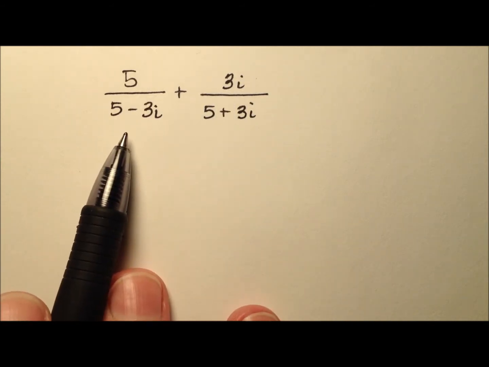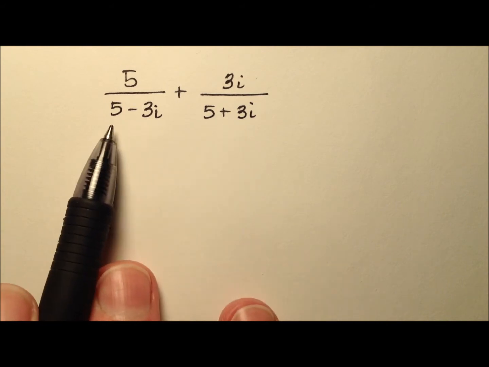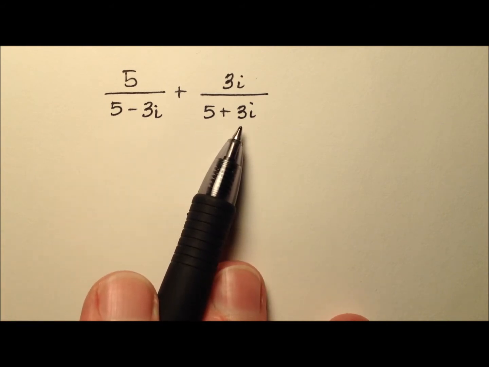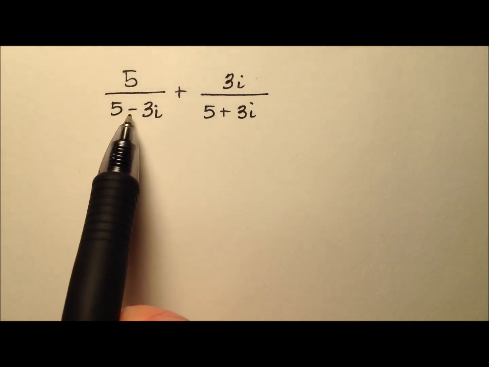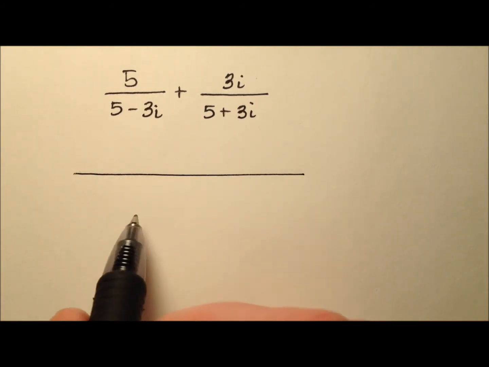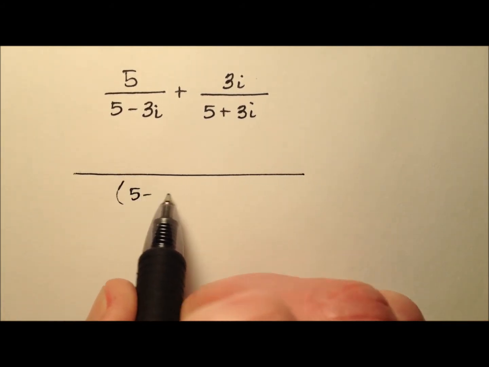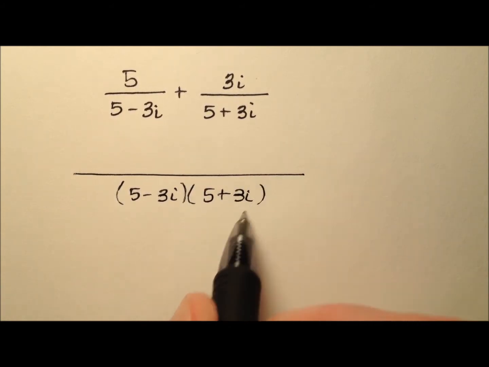So instead of going through and rationalizing each denominator first, let's just go ahead outright and get common denominators, because what we'll see is that when we multiply these two denominators together for common denominators, we'll end up with a real number because they're complex conjugates. So I'm going to multiply these two together to get that common denominator.